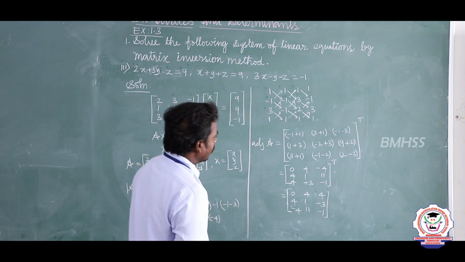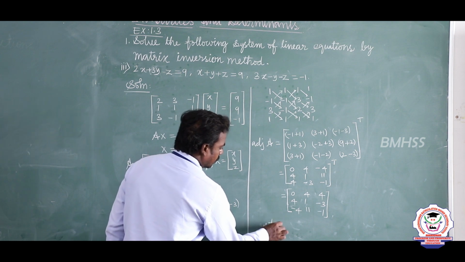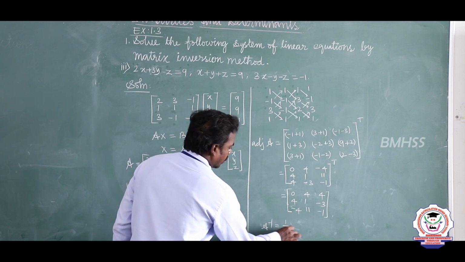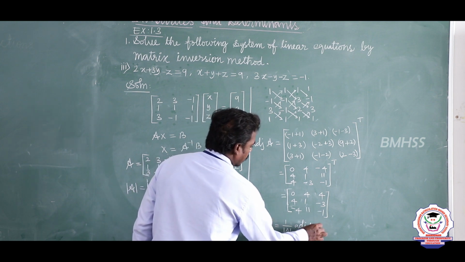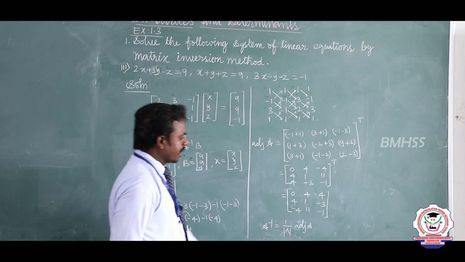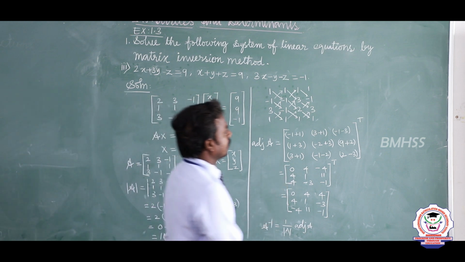Now, I am going to find A inverse, which is equal to 1 by determinant of A into adjoint of A. So, what is the determinant of A value? Determinant of A is 16. And the adjoint we have just found.